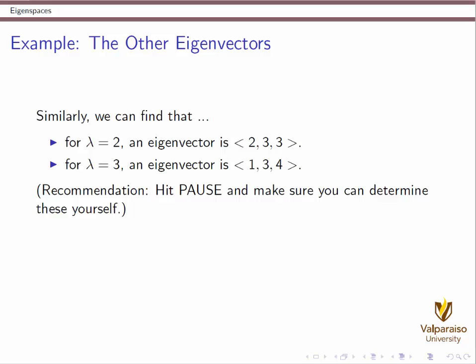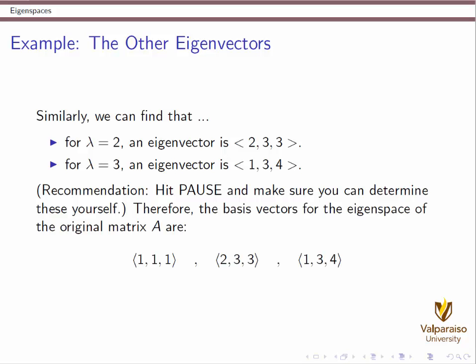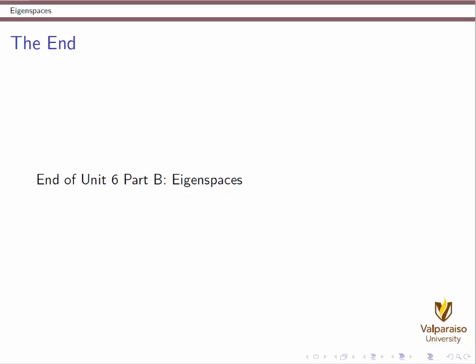Now, not going through that routine 2 more times, but you can try this. Hit pause if you want more practice finding eigenvectors. If we go through with lambda equals 2 and lambda equals 3, we will find these corresponding eigenvectors, (2, 3, 3) and (1, 3, 4). And what this means is that these eigenvectors are the basis vectors for the eigenspace of the original matrix A. And there you go. Everything you need to know about eigenspaces in just a few short minutes.